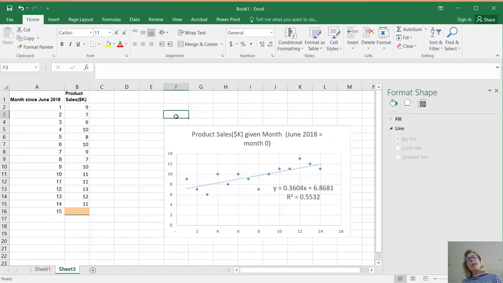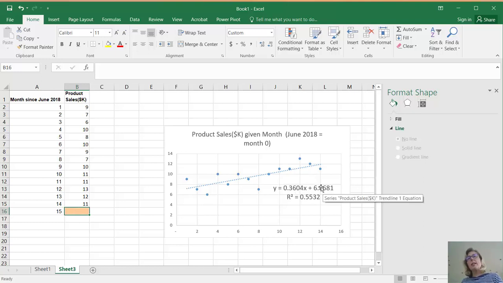Let's take a look at the r-squared. The r-squared is 0.55, so that's saying just a little over half the variation in sales is explained by time increasing, which is an okay predictor. It's not great, but we'll consider it. It's not awful. So we might say, what are we going to do next? Well, we're interested in predicting what we're going to be selling in month 15.